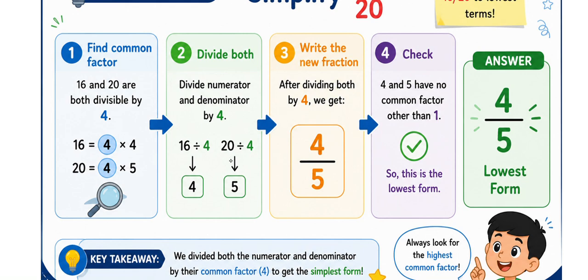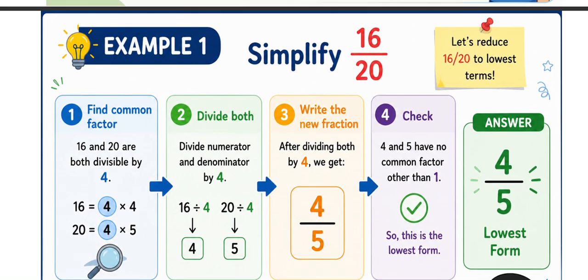Of both numerator and denominator by a same factor. Okay, same number. So we get 4 upon 5. And what was our initial fraction? It was 16 upon 20. Now it is converted into lowest terms, which is 4 upon 5.